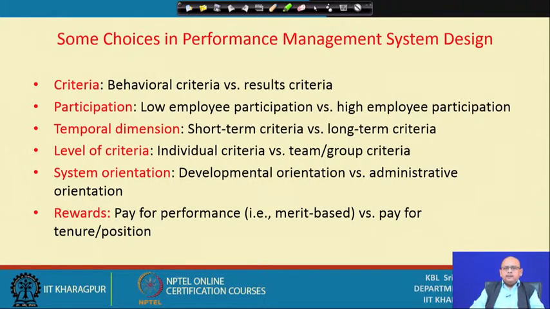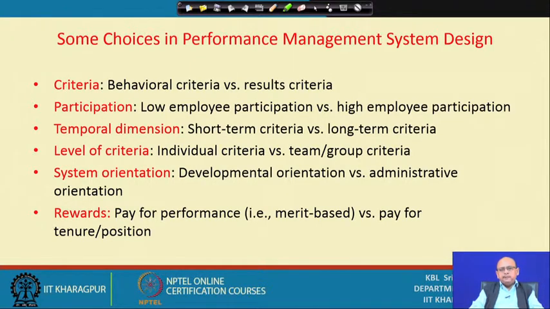Whether you are using short term criteria or long term criteria for evaluating performance. What is the level of the criteria? Whether we are measuring individual performance or group performance. What is the orientation? Whether we are measuring performance for administrative reasons or developmental reasons. We have discussed most of these points earlier also. Then whether it is linked with performance or not.